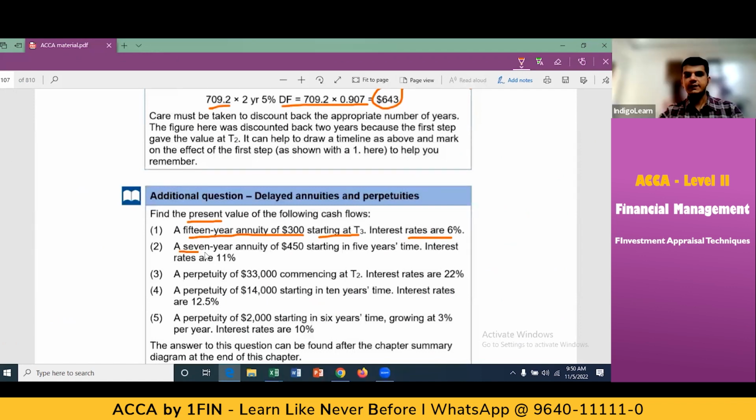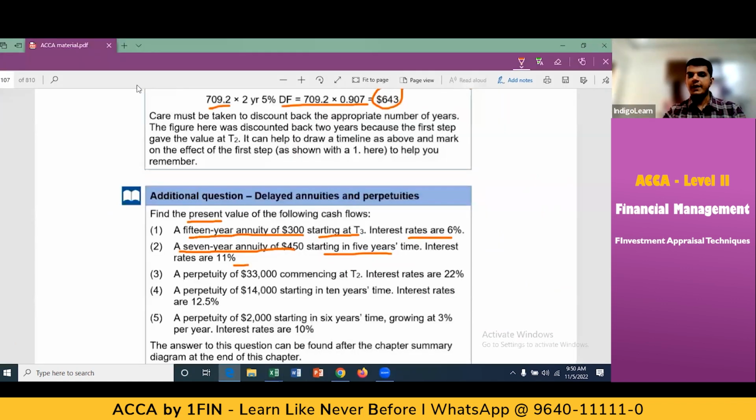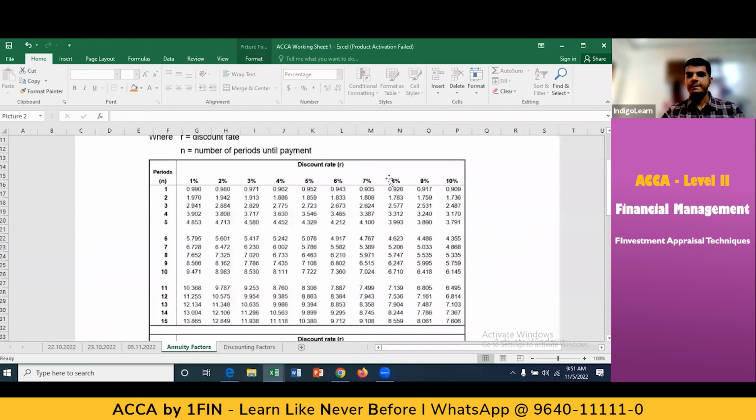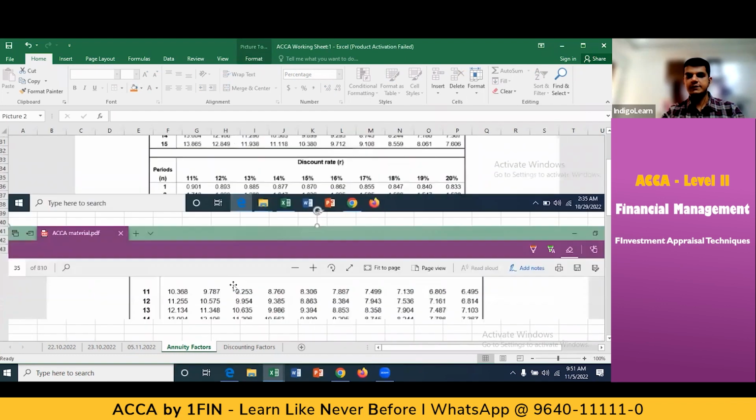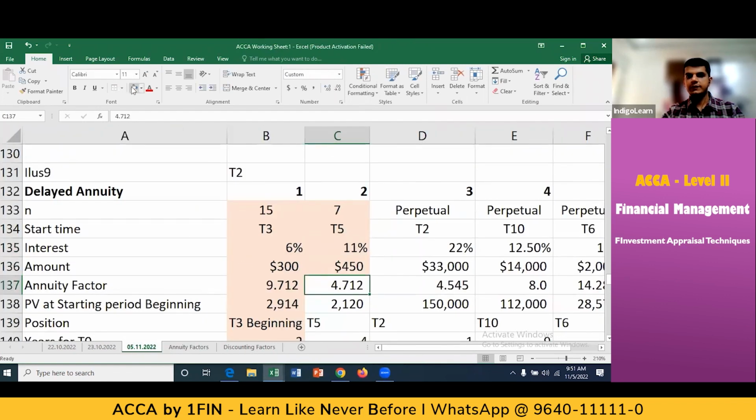Now the second is a 7-year annuity of 450 starting in 5 years' time, interest is 11%. So the annuity starts from the end of T5, 11% is the interest and the annuity amount is 450. For 11%, 7 years, we'll see the annuity factor, which is 4.712.